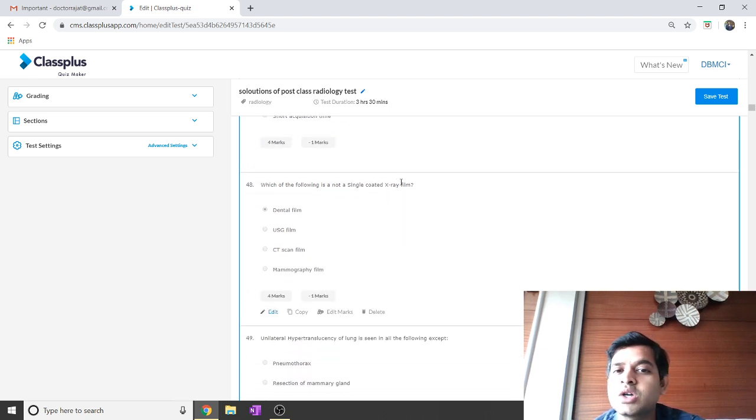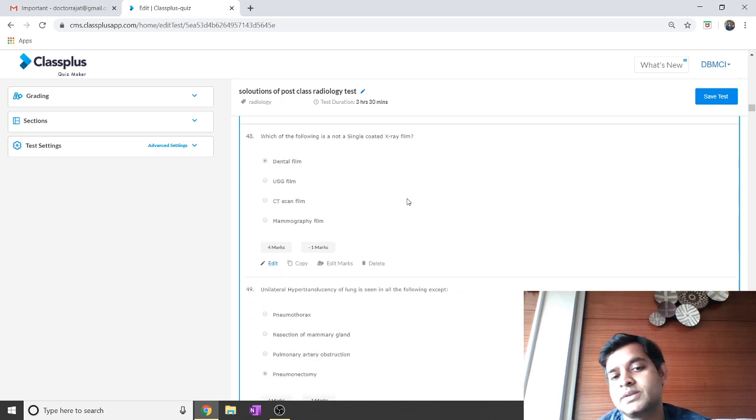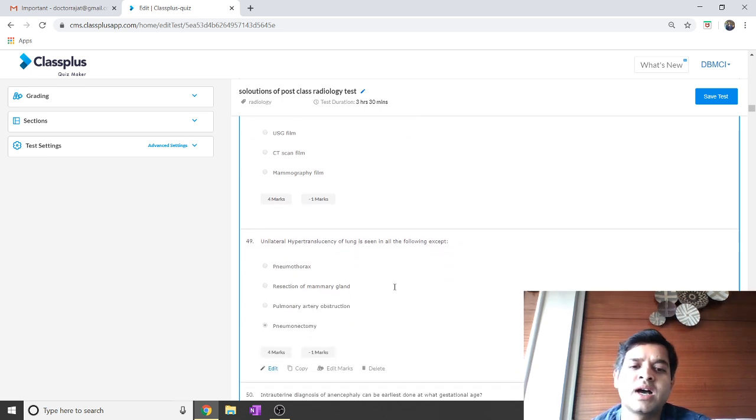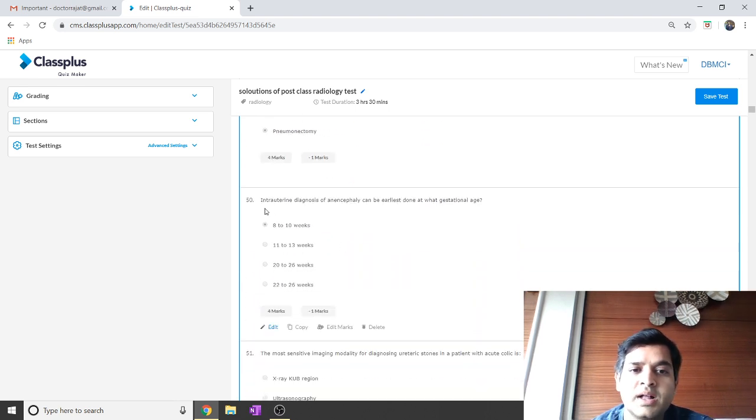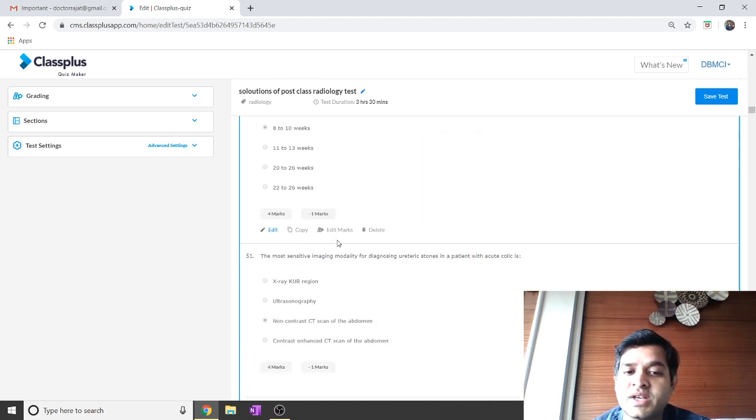Which of the following is not a single coated X-ray film? Dental films are double coated. D for dental, D for double coated. Unilateral hypertranslucency of the lung is seen in all of the following except in pneumonectomy there is a decrease in the air, so it will lead to opacity, not the lucency. Intrauterine diagnosis of anencephaly can be earliest done at 8 to 10 weeks.